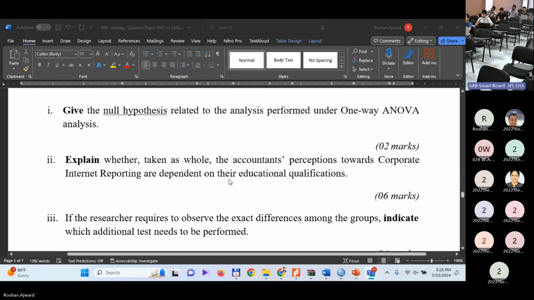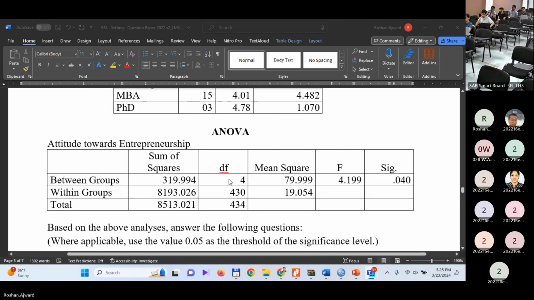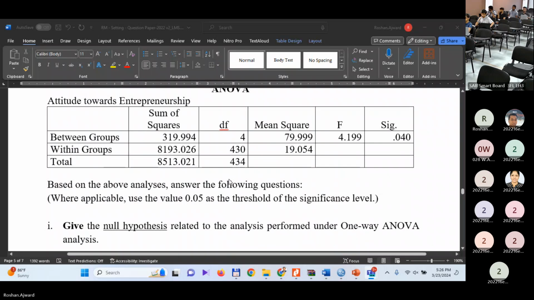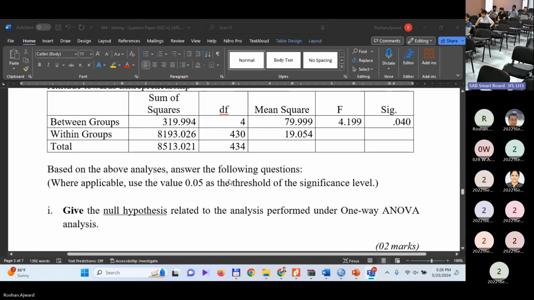Then explain, taken as a whole, whether the accountant's perception of the reporting would differ. Would it differ? What does the significant value say? Because why? Here you can see it's 0.0, which is less than 0.05. So what's the answer? Based on the education levels, the preference towards or their intention towards engaging corporate internet reporting, it differs.